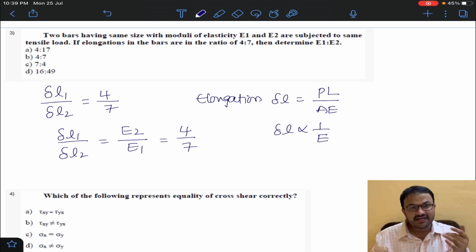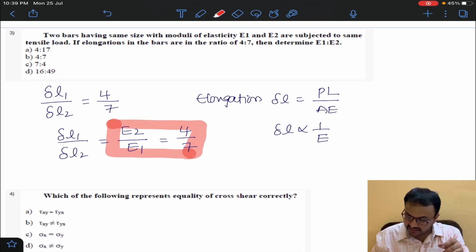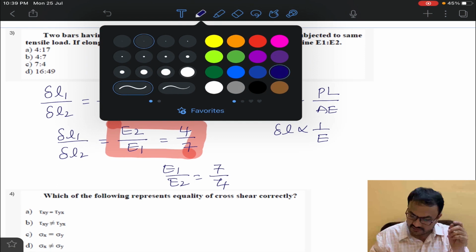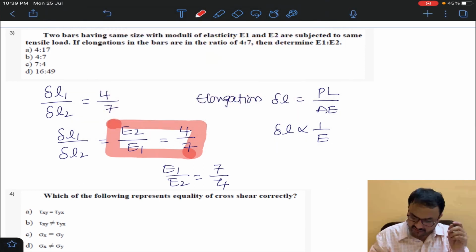Okay, but he asked us to calculate the value of E1 by E2. Here we got E2 by E1. So what is the value of E1 by E2? It is the reverse of delta L1 divided by delta L2. That is, it will finally become 7/4. It is not 4/7. Okay, so what is the answer? The answer will be 7/4. It is option C.